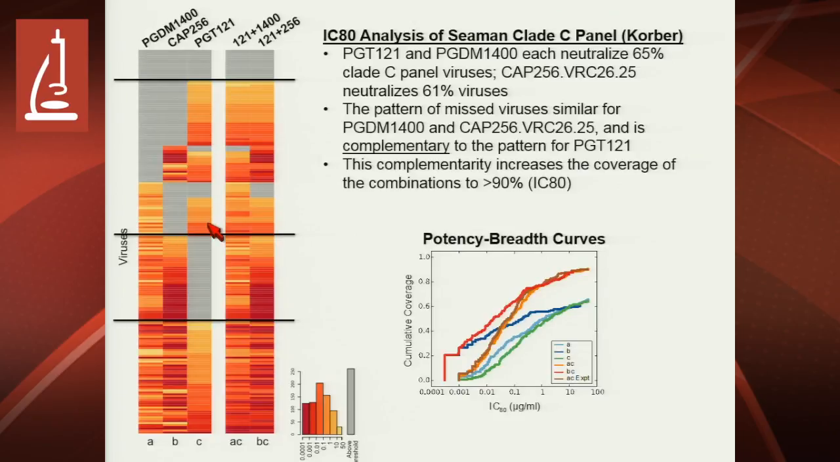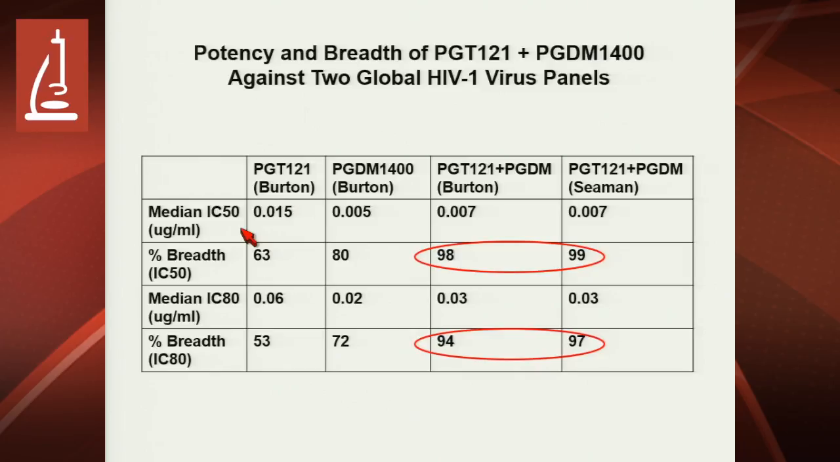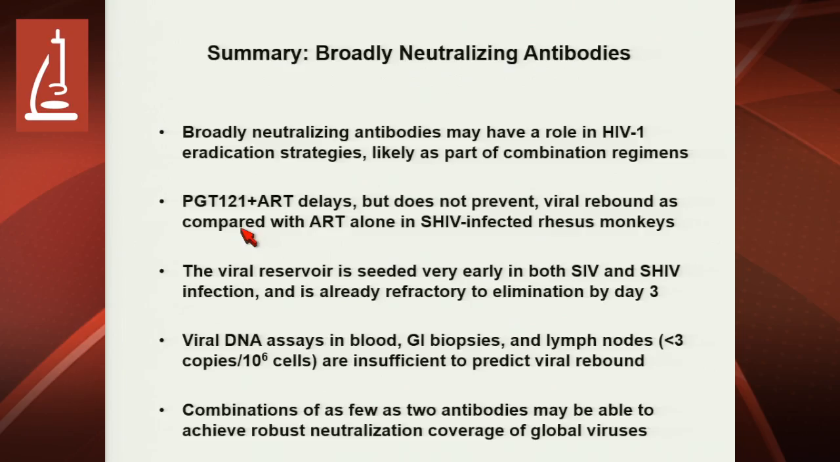So you can see that most of the viruses that are missed by PGT121 shown here are covered very well by the V2 antibodies, PGDM1400 and CAP256. And similarly, most of the viruses that are missed by the V2 antibodies are covered very well by PGT121. So, in fact, the combination of these 2 antibodies can achieve 98 to 99% coverage of global viruses. To summarize the antibody component of my talk, broadly neutralizing antibodies may have a role in HIV eradication strategies, likely as part of combination regimens. Again, we don't think that antibodies alone will be able to do the trick.